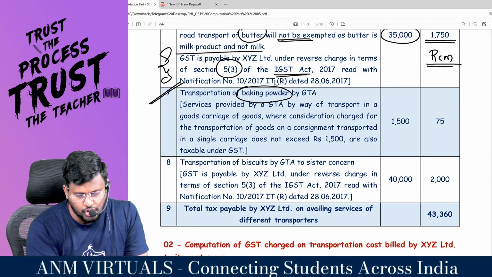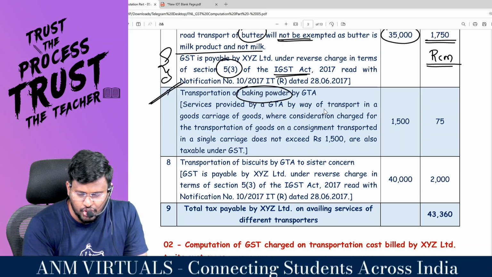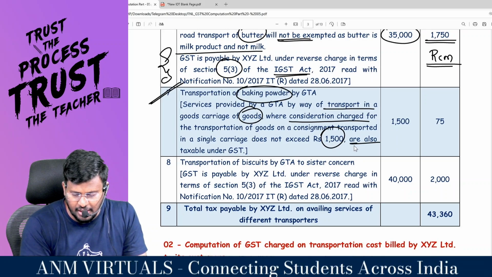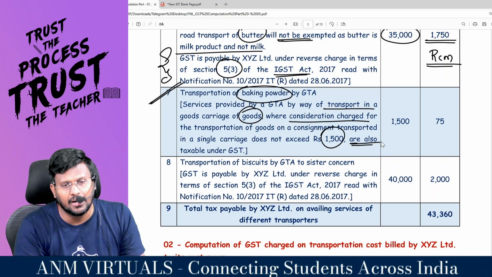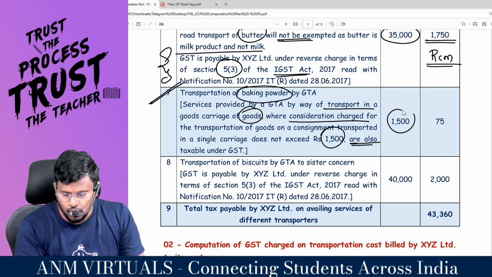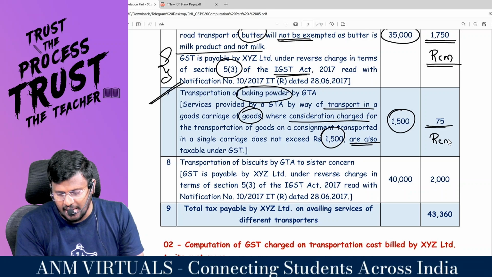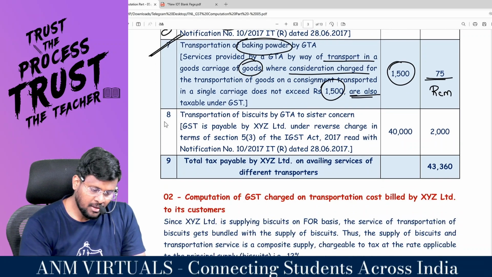Transportation of baking powder by GTA. Baking powder is not an agricultural produce. Service provided by GTA by way of transportation of goods, where consideration charged for transportation of goods on a consignment transported in a single carriage does not exceed 1,500, are also taxable under GST. Now there is no threshold limit of 750 or 1,500, so for this 1,500, 75 rupees is liable to be paid as tax under what mechanism?